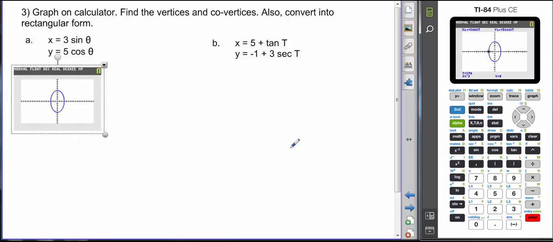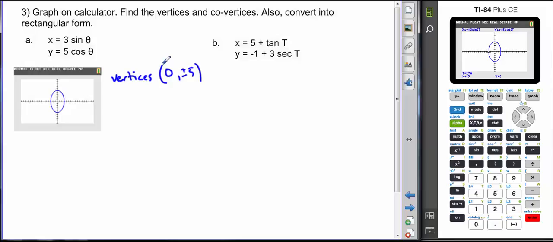Let me go ahead and list those in the proper form here. We've got our vertices at 0 and plus or minus 5. Sorry, having technical issues here. And then our co-vertices, those are the vertices that are actually closer to the center, and those are at plus or minus 3 and 0 on this ellipse. All right, working on trying to write legibly too. There we go.